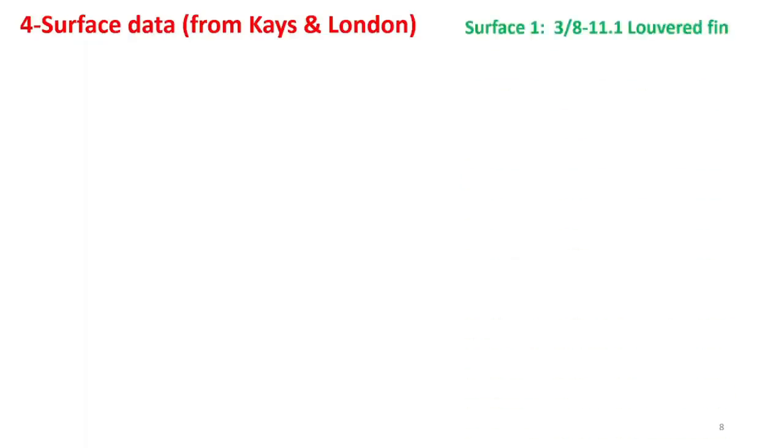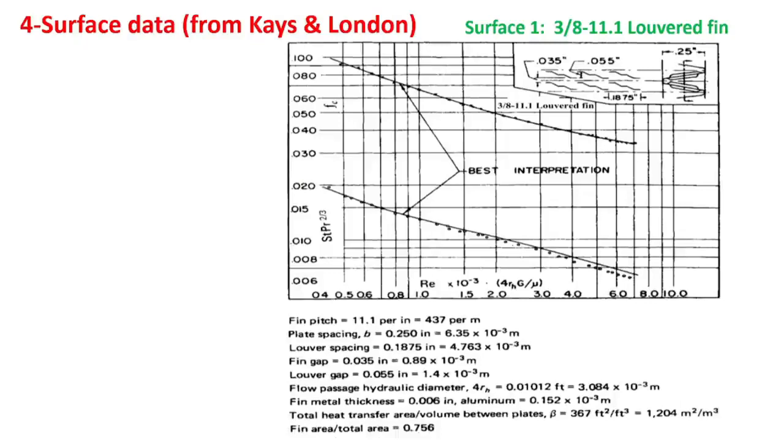If we go to the book of Kays and London for the surface that we have, which is louvered fin 3/8-11.1, we get this figure, and we also get the geometrical data needed for calculation. All the figures for different types of surfaces, you will find them similar to this figure. In the x-axis we have Reynolds number, and in the y-axis we have two lines. One of them is for friction coefficient, the upper line, and the one below is for Colburn modulus.